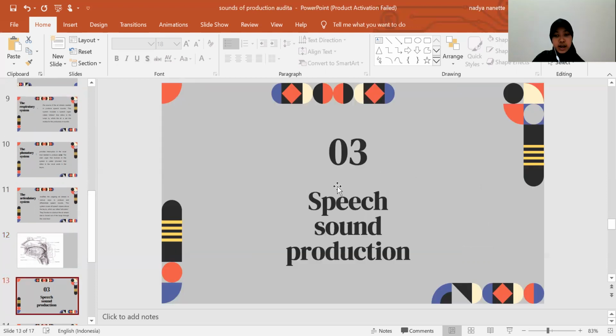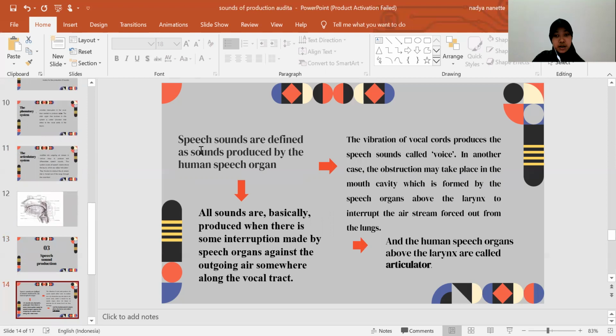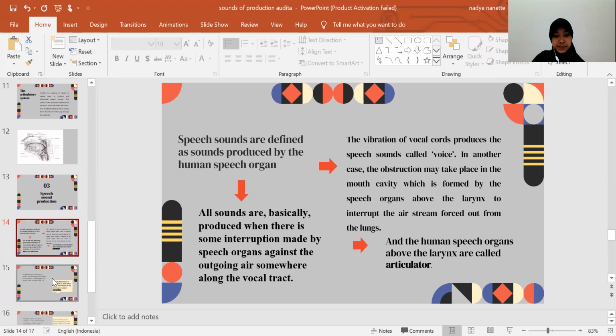And third, I'm going to talk about speech sound production. Speech sounds are defined as sounds produced by the human speech organs. All sounds are basically produced when there is some interruption made by speech organs against the outgoing air somewhere around the vocal tract. The vibration of vocal cords produces the speech sound called voice, and the human speech organs above the larynx are called articulators.